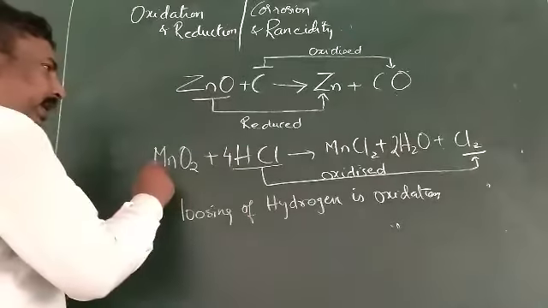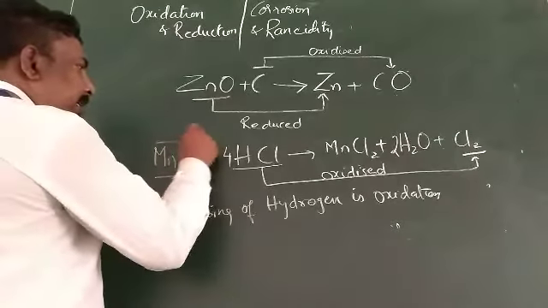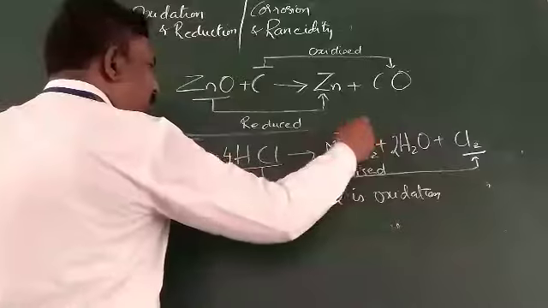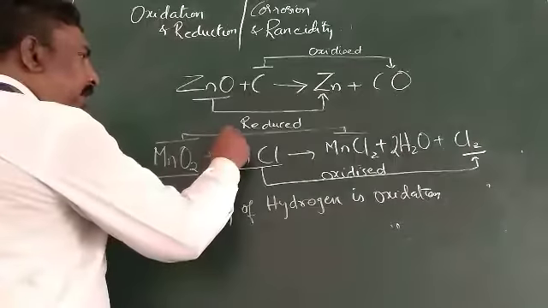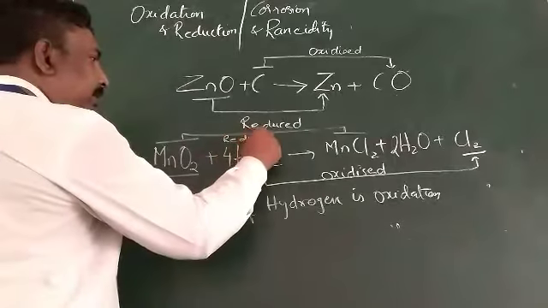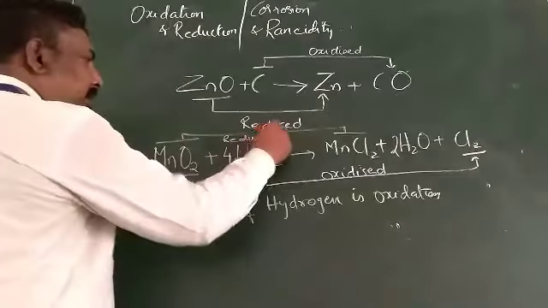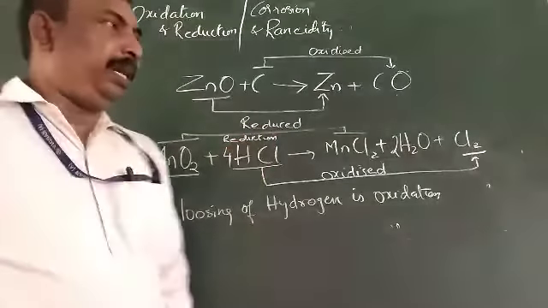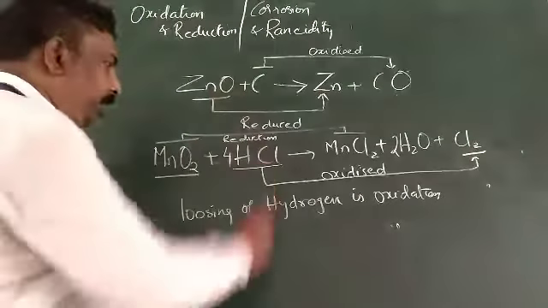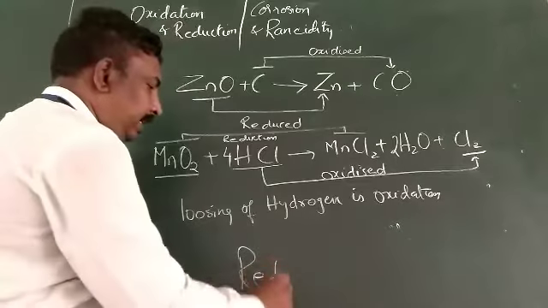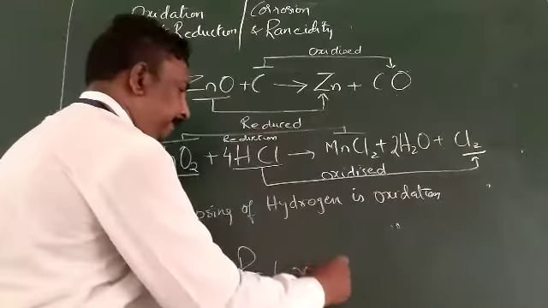Now you see here what happened to MnO2. This MnO2 has lost oxygen. So loss of oxygen, what do we call it? Reduction. As you can see, both oxidation and reduction are in the same equation. These two reactions are also called redox reactions.